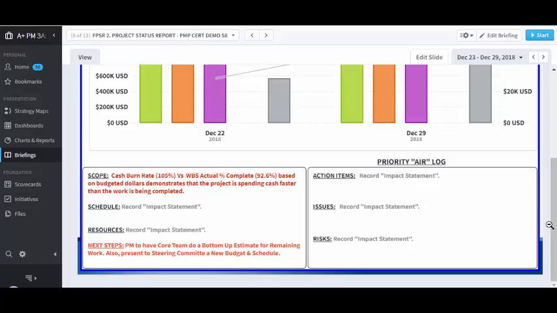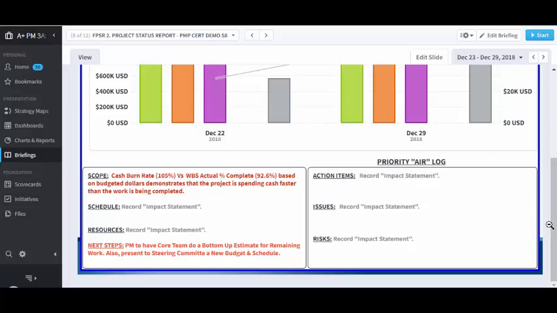So if we look at scope, you can modify this however you deem appropriate. This is just a snapshot for stakeholders who may not be as versed in earned value management as you are. You don't want to overwhelm them with information. So you have scope, schedule, and resources, and next steps. Then you have information pertinent to the RAID log, which is the action items, issues, and risks.